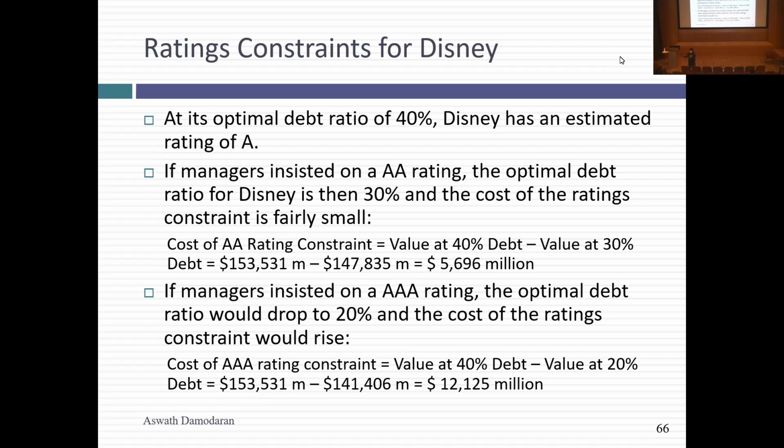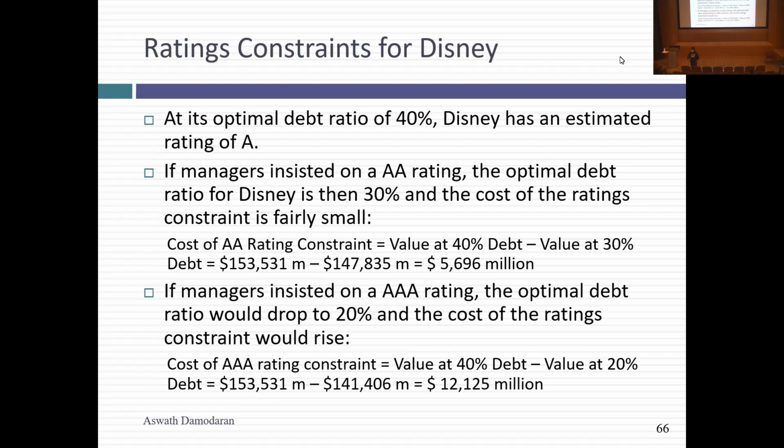Now you might weigh it against the indirect bankruptcy costs and say, that's okay. That's a reasonable enough price to pay for how much business we could lose if we are viewed as being in trouble. So what if you have a AAA rating constraint? Turns out that you have to stop at 20%. It'll cost you $12.1 billion. You see why having this bill in front of you can introduce some reality to this discussion?